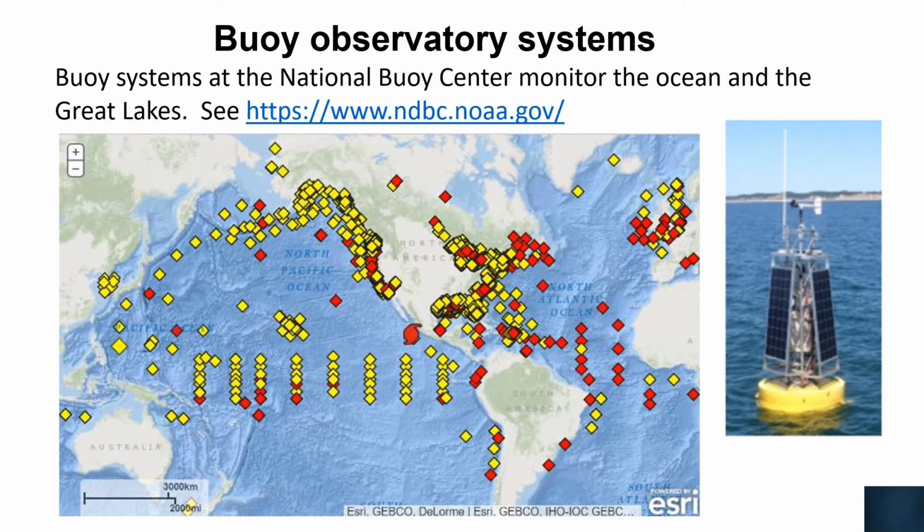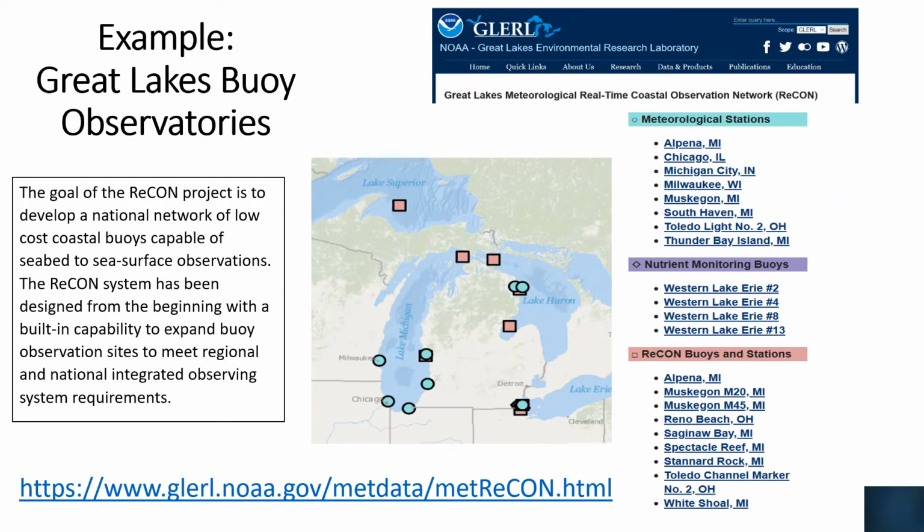Less well known are buoy observatory systems. They are located in the ocean and in the Great Lakes. They are taking observations that would be interesting to link up with Globe data. Here are some examples of Great Lakes buoy observatories. These are of particular interest to our Globe partnership because we are located on the west side of Michigan.